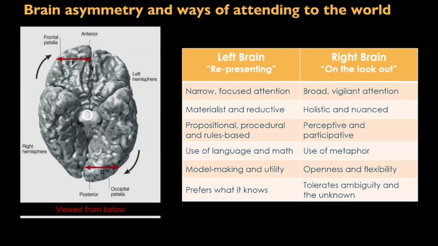The right brain, in contrast, is on the lookout, if you will. It's broadly attentive and vigilant, taking a holistic and nuanced view, as much participative and perceptive, using metaphor and openness, and a comfort with ambiguity and the unknown.